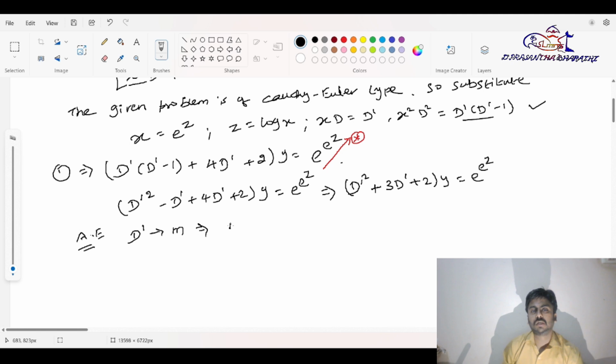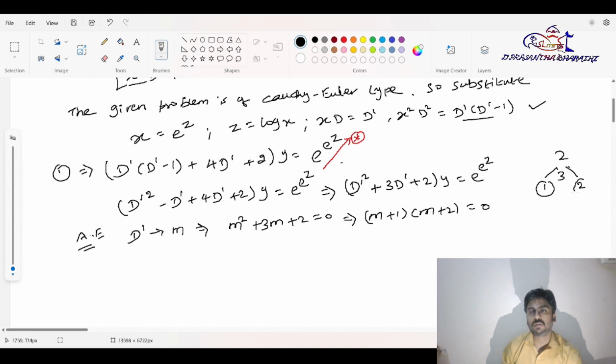So this implies m square plus 3m plus 2 equal to 0, and this implies (m plus 1) into (m plus 2) equal to 0, because the product should be 2 and the sum should be 3. The two numbers satisfying the condition are 1 and 2. So 1 plus 2 equal to 3, 1 into 2 equal to 2. So the factors are (m plus 1) into (m plus 2). Now you are having m1 equal to minus 1 and m2 equal to minus 2.